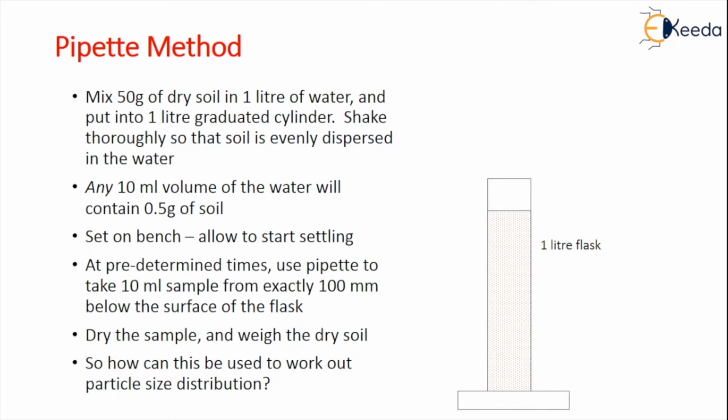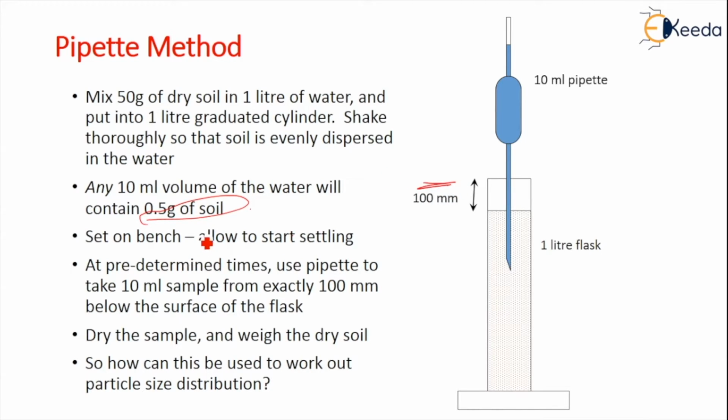Coming to the pipette method, here we have to mix 50 grams of dry soil in 1 liter of water and put it into a 1 liter graduated cylinder. We have to shake it thoroughly so that the soil is evenly dispersed in the water, as shown in the figure. Any 10 ml volume of the water will contain 0.5 grams of soil. So set it on the bench, allowing it to start settling. At predetermined times, use a pipette to take a 10 ml sample from exactly 100 mm from the surface of the flask. Then dry the sample and weigh the dry soil.